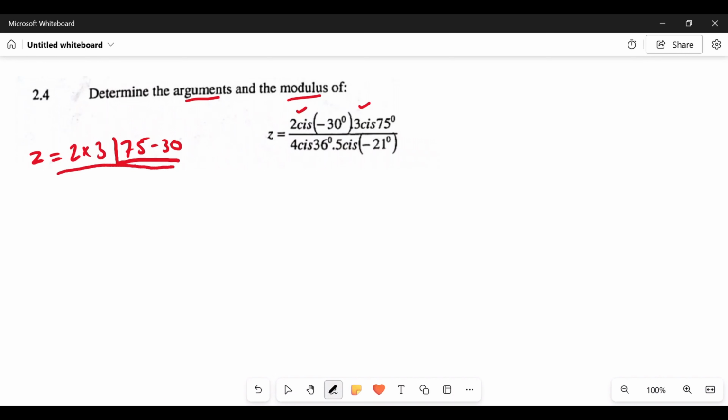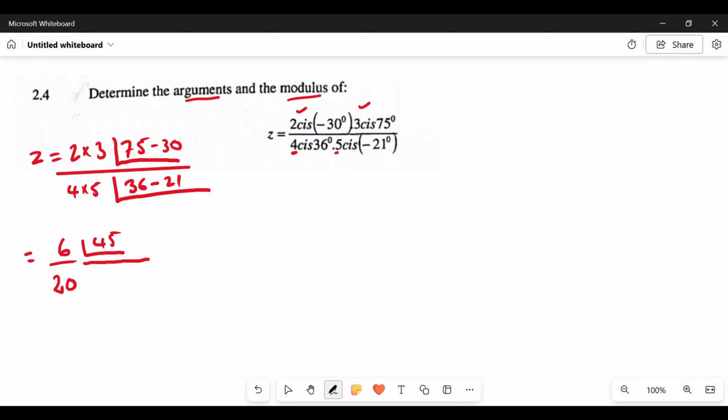Now, we divide. We do a similar thing there. Remember, this is polar form. The moduli on the denominator are also going to multiply. We have 4 multiplied by 5. And as for the arguments, they are going to add each other. Since 21 is negative, this is going to be 36 minus 21. Right, if you continue here, this is going to give us 6. That is going to give us 20. Then our argument on the numerator is going to be 45, and our argument on the denominator is going to be 15.